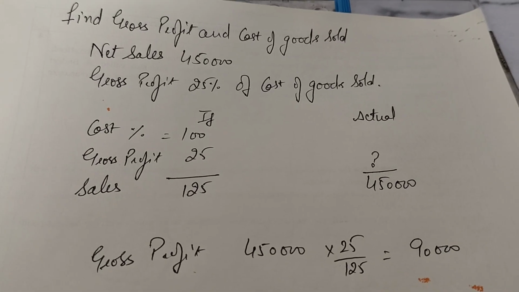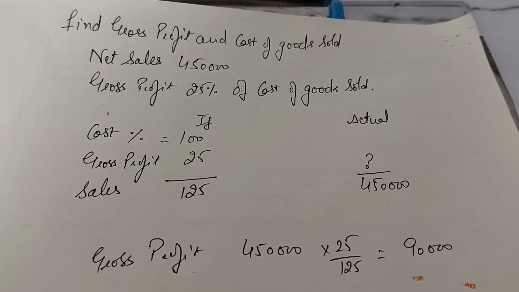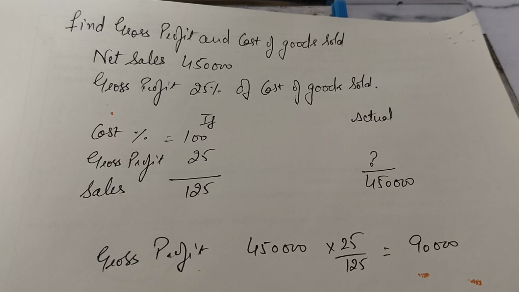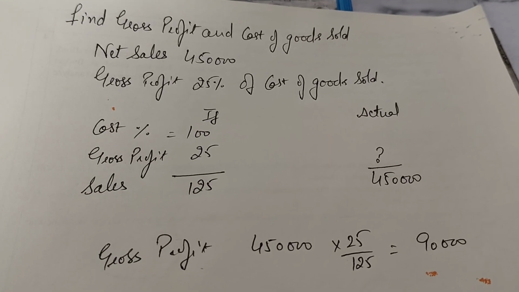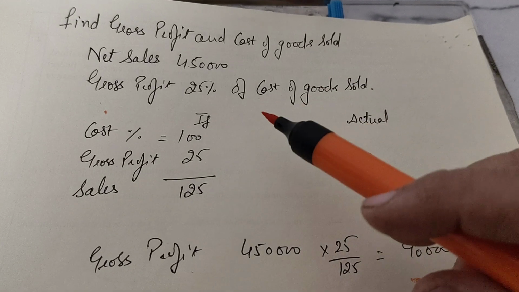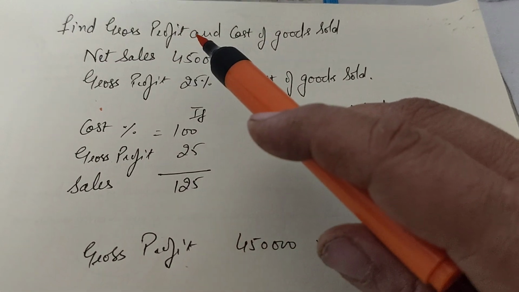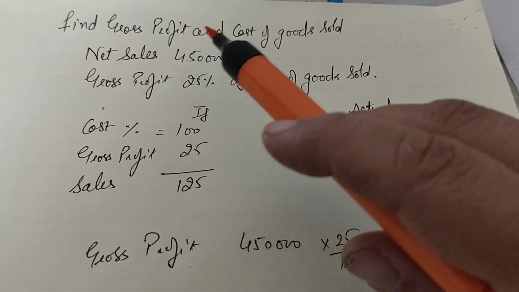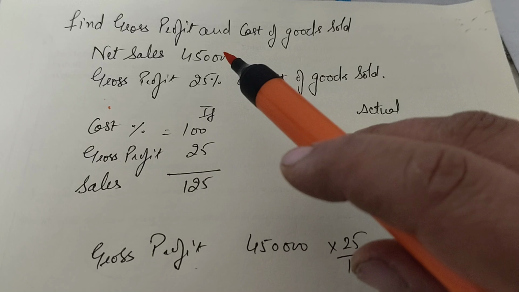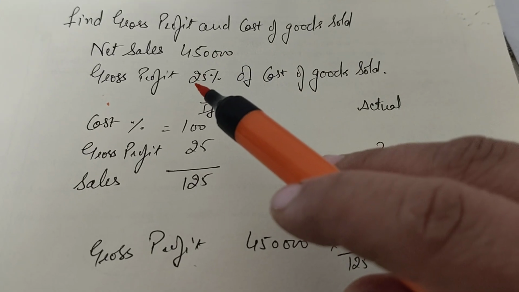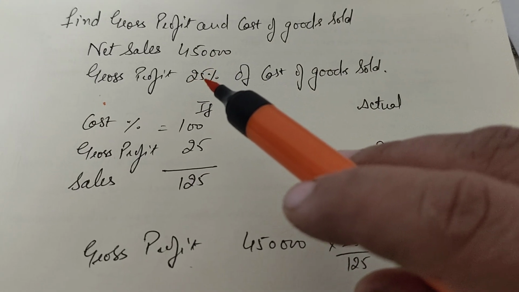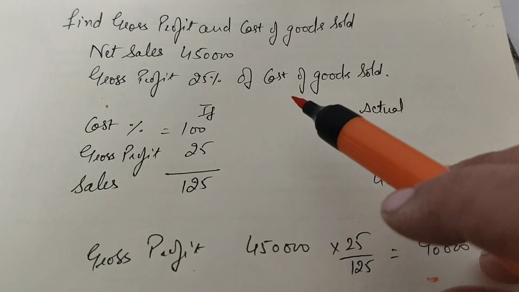Guys, let's talk more about gross profit and cost of goods sold when we find a 3 marks question in your exams relating to this topic. Here is a given situation where we are asked to calculate gross profit and cost of goods sold when net sales are given and gross profit is mentioned as 25% of cost of goods sold.